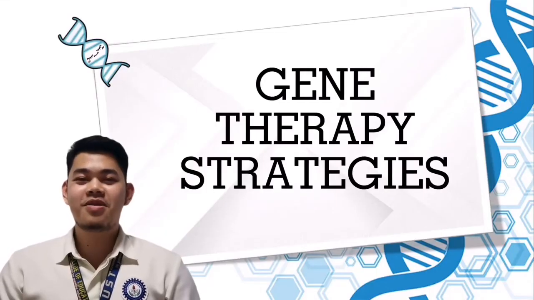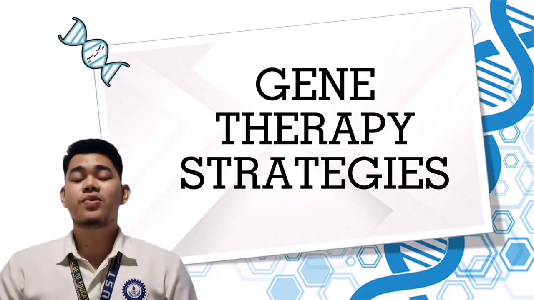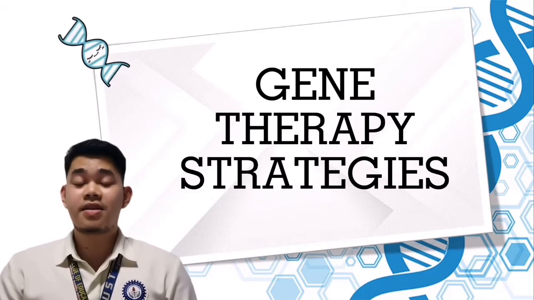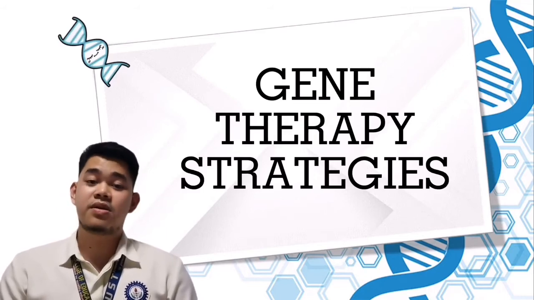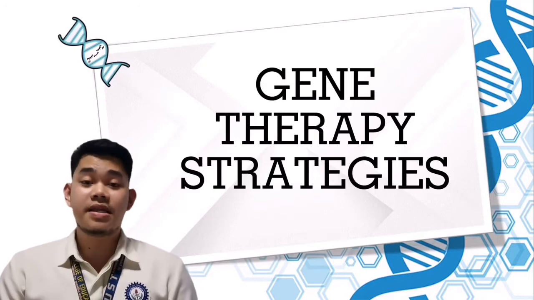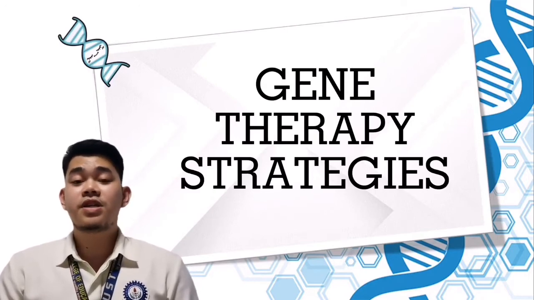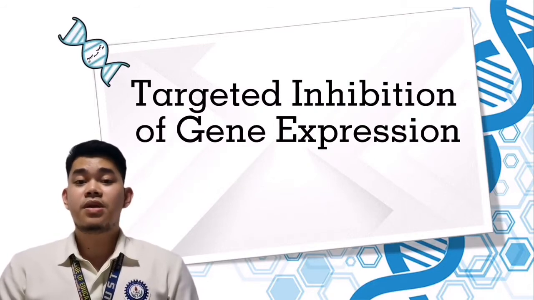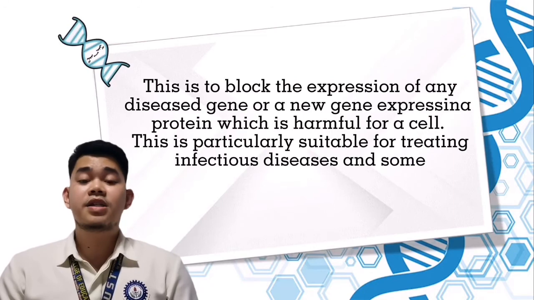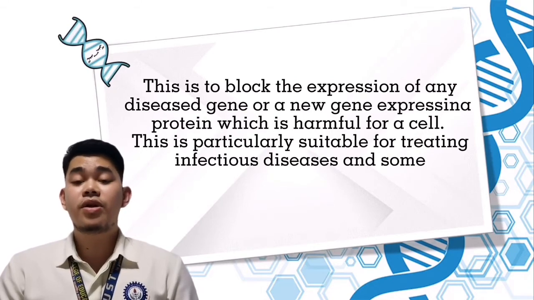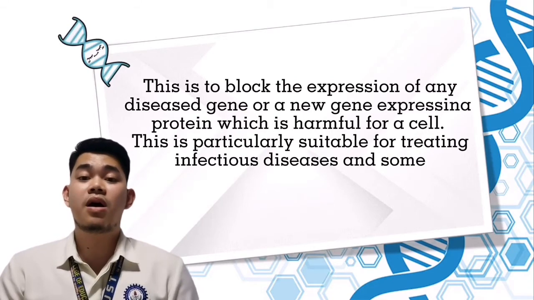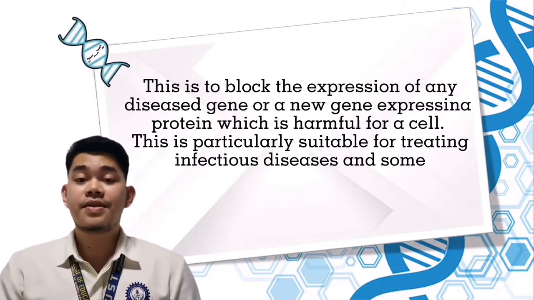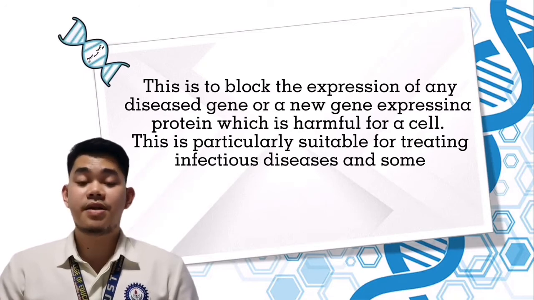Hi everyone, I'm Kevin Mendoza from BPED 4B. To continue our lesson in gene therapy strategies, I will discuss the targeted inhibition of gene expression and also the targeted gene mutation correction. First, the targeted inhibition of gene expression. This is to block the expression of any disease gene or a new gene expressing a protein which is harmful for a cell. This is particularly suitable for treating infectious diseases and some cancers.